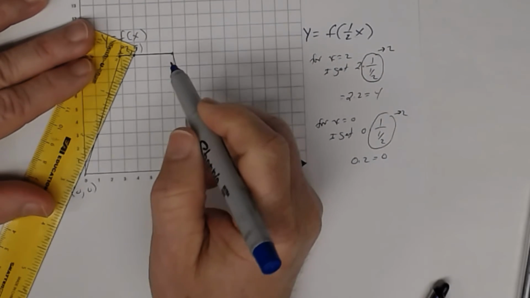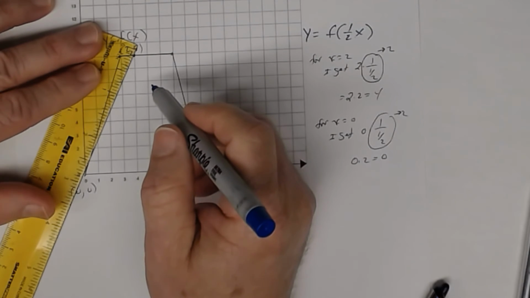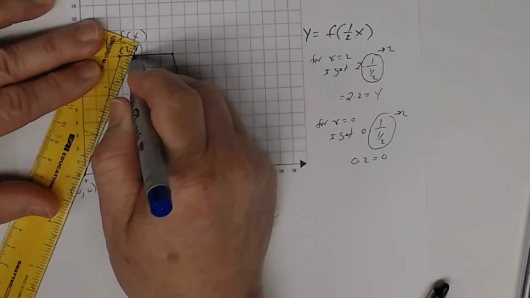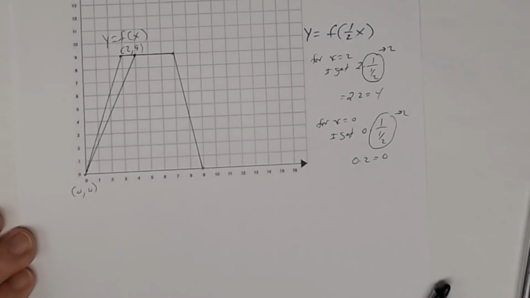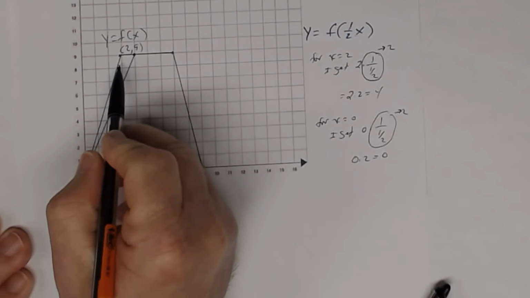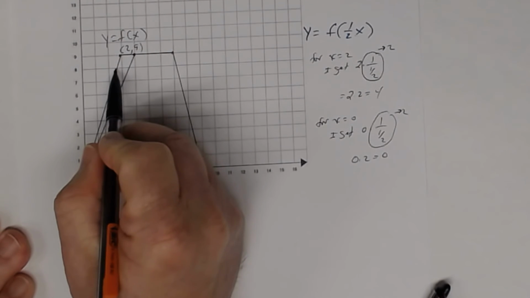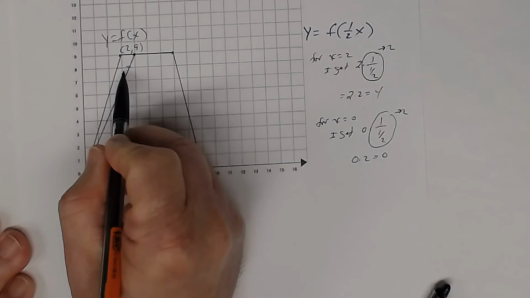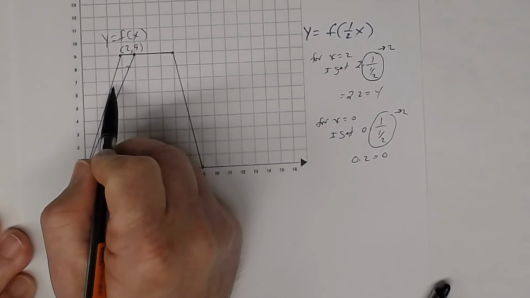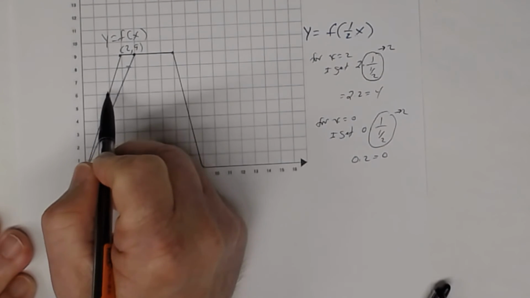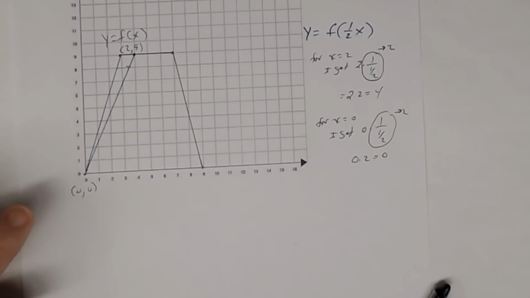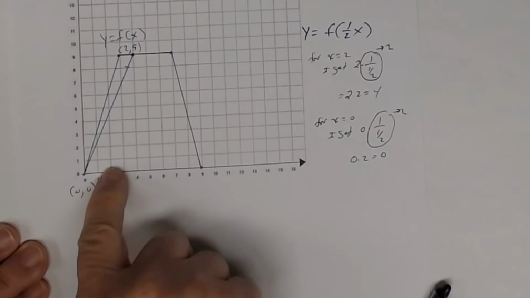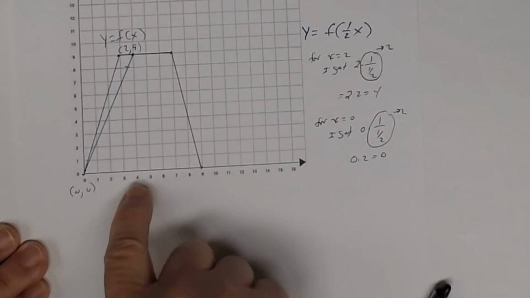All right, so let me show you. So that part becomes this. I want you to notice I went from this piece horizontally to the right. Okay, horizontally to the right. Let me make sure I did this correct. So the point 2, 9 became the point 4, 9.